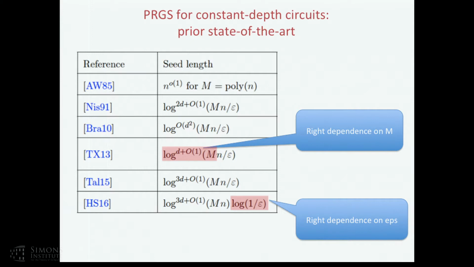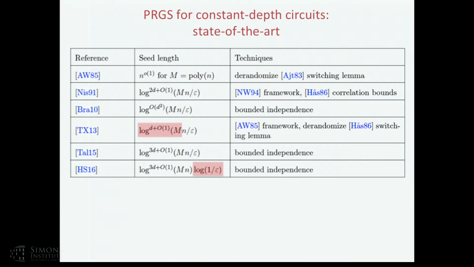This very recent paper by Harsha and Srinivasan showed for the first time that you can get the right dependence on the error parameter. Just log 1 over epsilon, as opposed to, if you look at all the other things, the 1 over epsilon is in like a log to the d or a log to the 2d or something like that. Okay? So you can probably guess where this next slide is going.